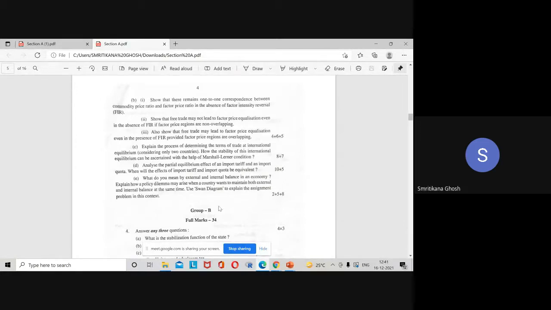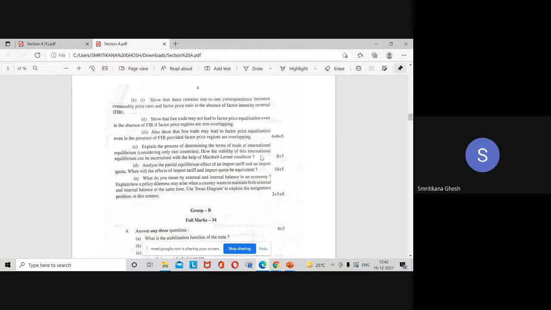Question number D. Analyze the stability of this international equilibrium. Ma'am, the stability of the Marshall-Lerner condition, do we have to derive it? Look, the diagram. How the stability of this international equilibrium? Yes, 7 marks. The diagram and the derivation. Ma'am, the diagram of the offer curve and Marshall-Lerner, the derivation and the explanation. Yes, yes. Okay, 7 marks.